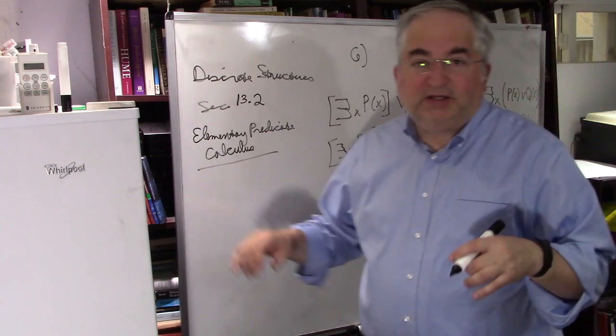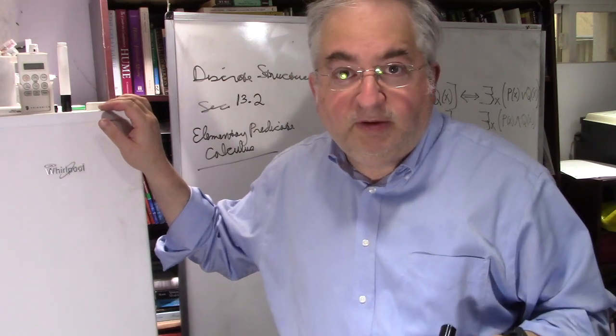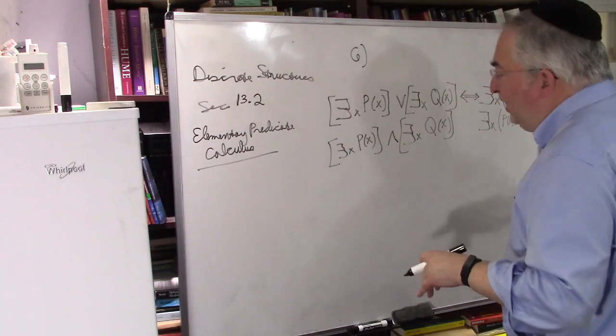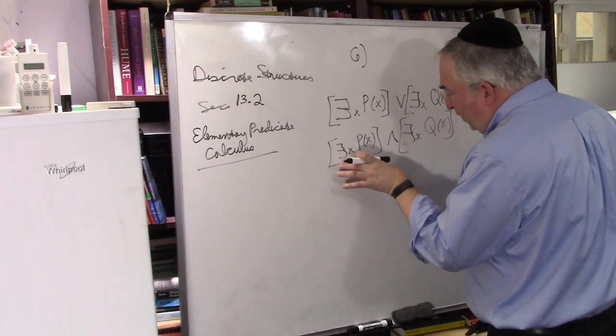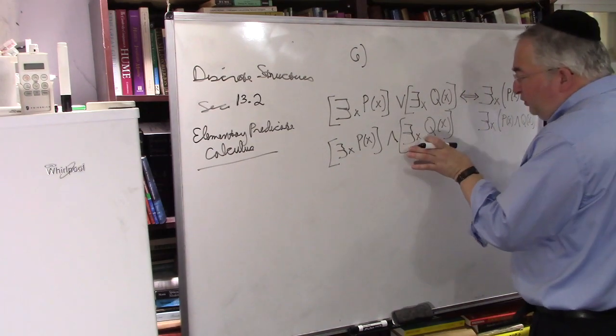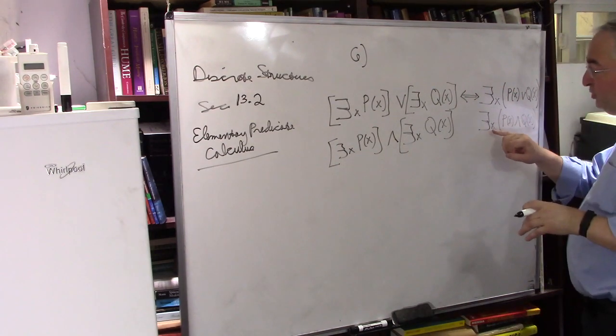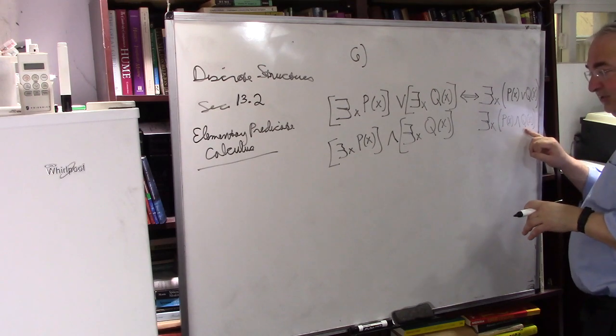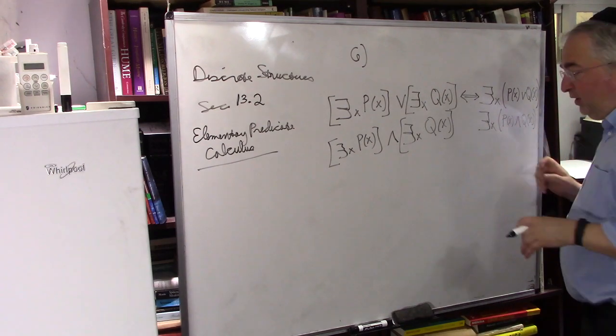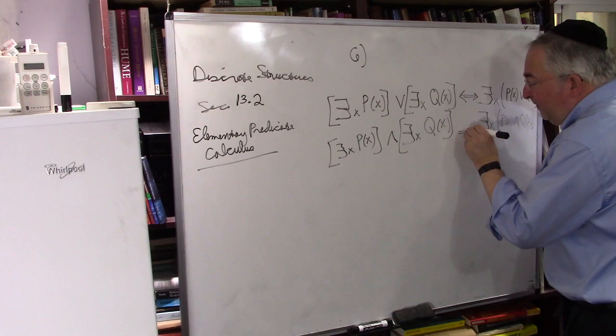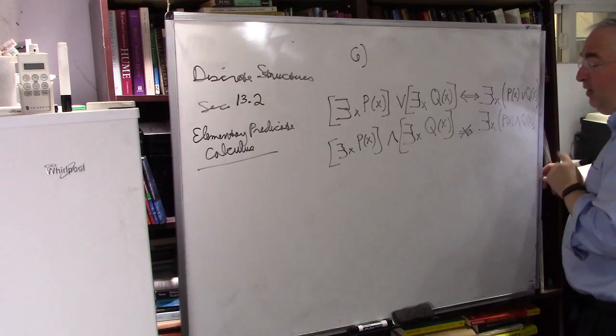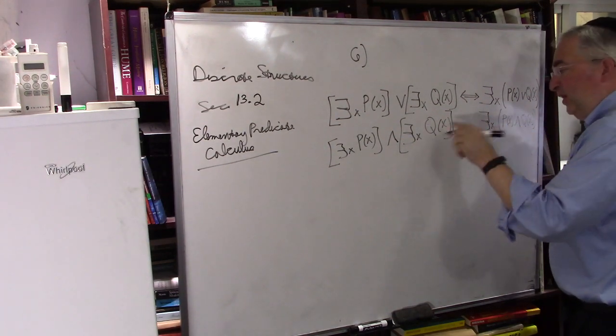God doesn't give out his gifts evenly. So it could be that there's one person who's rich and one person who's handsome, but that doesn't mean that there's one person who's rich and handsome. That's not true. So this way is false, but this way is true.